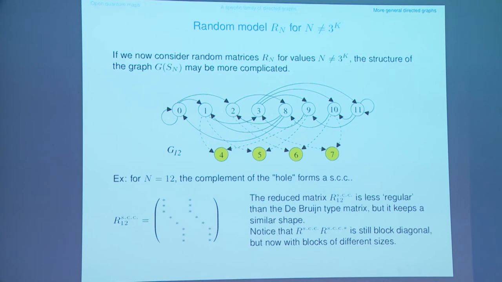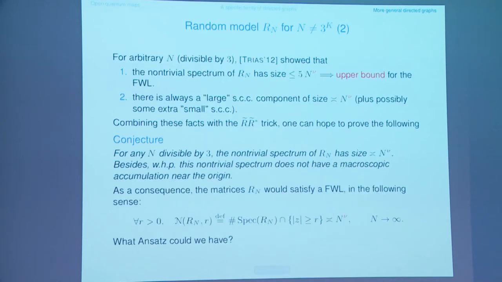And what is nice is that when you take r times r star, that is when you try to compute the singular values of this matrix, it is still block diagonal. You still have this block diagonal property, but now the blocks are of different sizes. They're not always of size 2 as before.